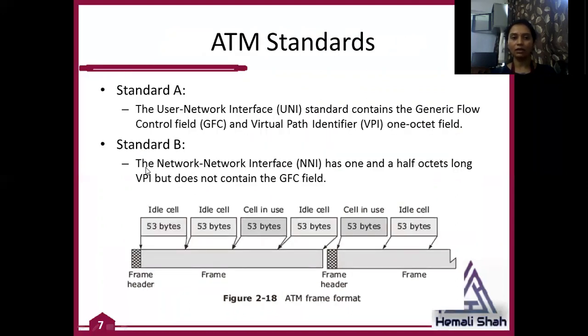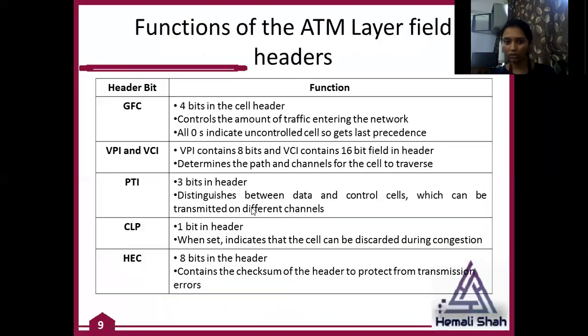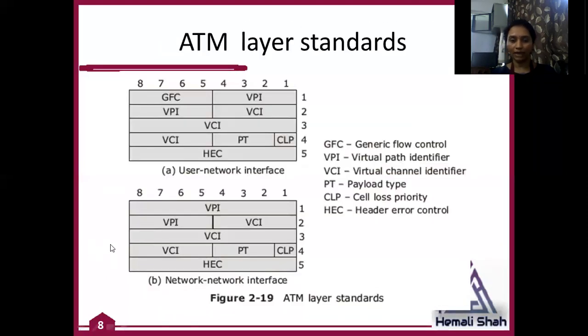Standard B has the field NNI, and it is basically used for the network interface. It has a 1.5 octet long VPI but does not contain the GFC field. See here, this is the VPI. It is one octet and a half octet, which means these 8 plus these 4 bits are used for the VPI. The meaning of VPI is virtual path identifier. So this is the header information.